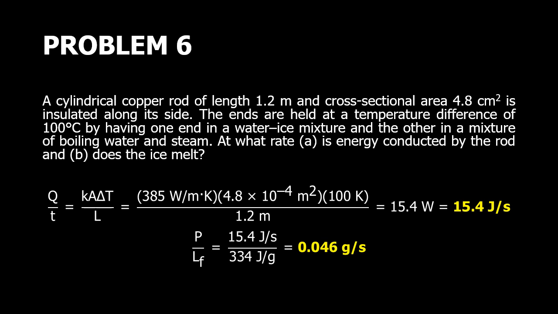For the rate at which the ice melts, you use the ratio of the energy conducted by the rod, 15.4 joules per second, over the latent heat of fusion of ice. Since ice is the solid form of water, it has a latent heat of fusion of 334 joules per gram. If you divide, that is equal to 0.046 grams per second.